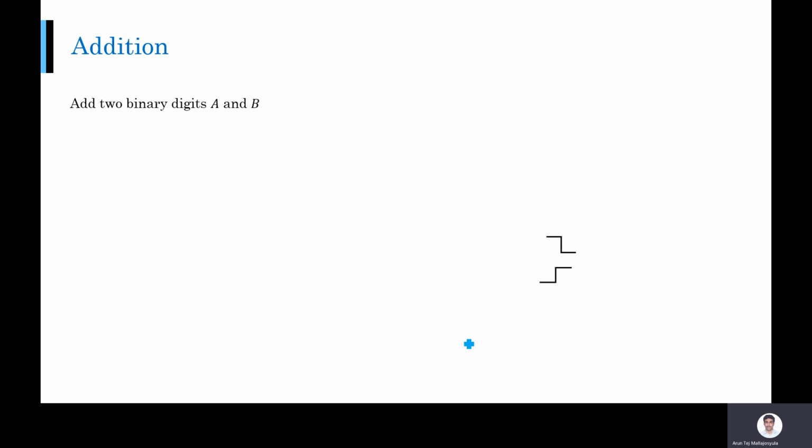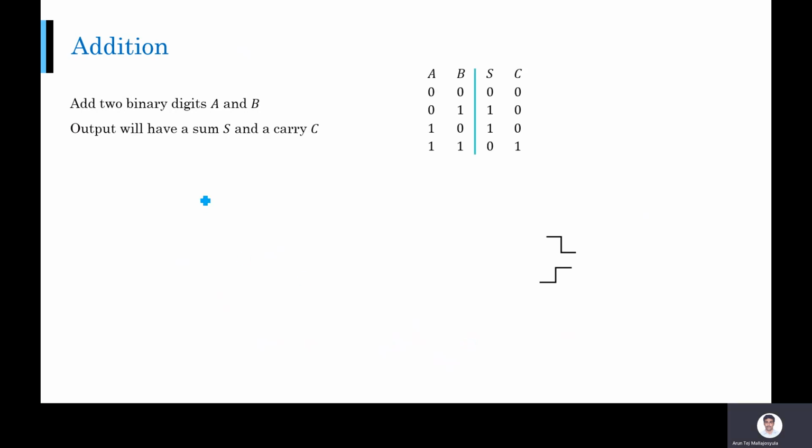Let us start with the addition. We want to add 2 binary digits A and B. This example we have seen earlier in a different context. Let me go through this very quickly. We have 2 binary digits A and B. You want to add them. So therefore, your output will have sum and carry, right? This kind of combinational circuit is called a half adder. So 2 bits are your inputs. You're adding 2 bits and you are having 2 outputs, sum and carry.